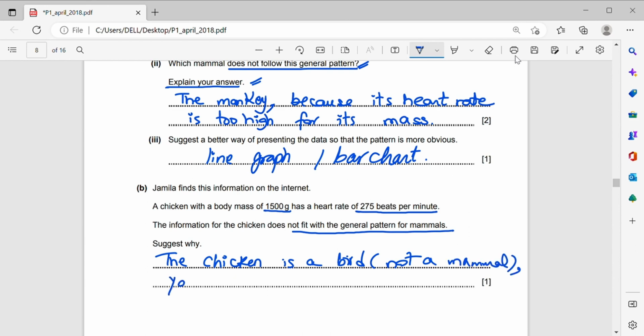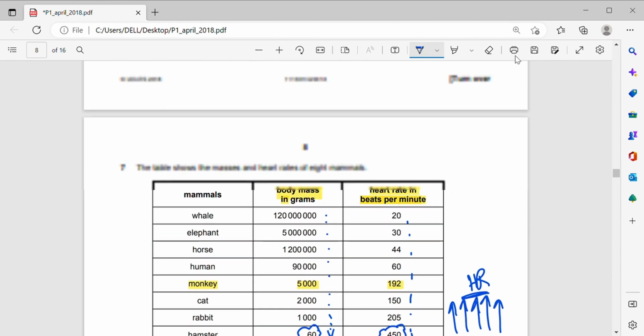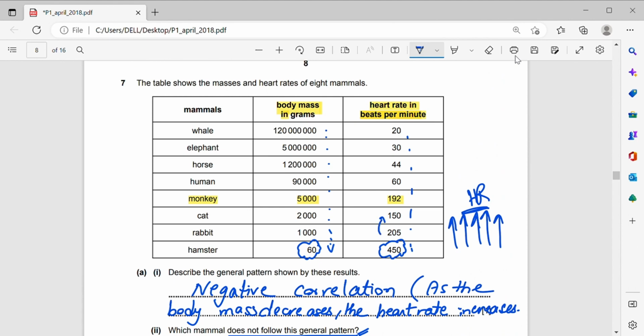And you would expect the chicken's heart rate to be between 150 and 205 beats per minute, since here it should be in between, since the mass is in between these two values.